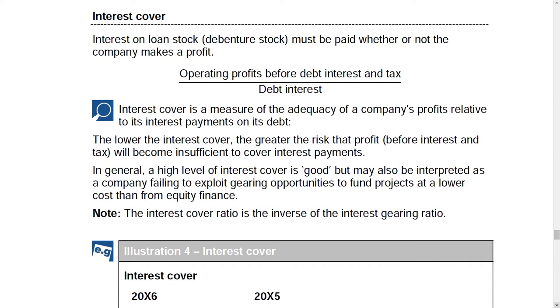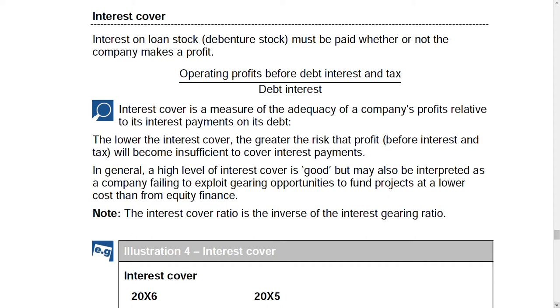The lower the interest cover, the greater the risk that the profit before interest and tax will become insufficient to cover the interest payments. That means if your interest cover is low, you are not able to pay the interest with that profit, which is not good. If it's high, it's good. A high level of interest cover is good, but may also be interpreted as the company failing to exploit gearing opportunities to fund projects at a lower cost than from equity finance.